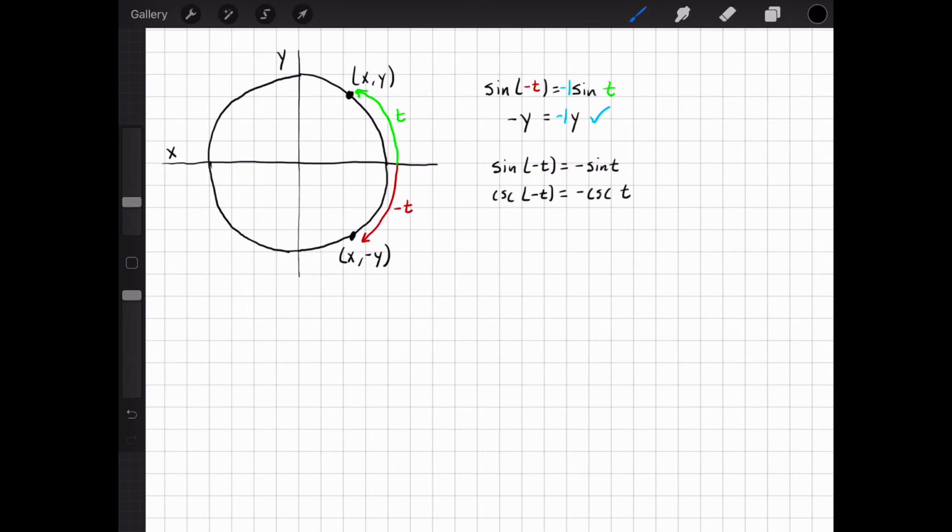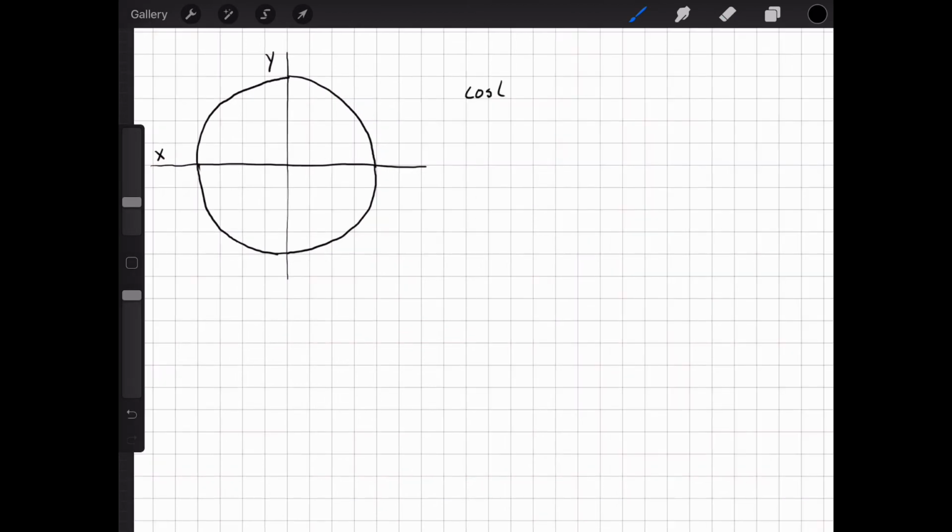Cosecant follows suit, as it's the reciprocal of sine. Next, let's look at cosine of negative t and cosine of t in a similar way. By graphing both angles, we get the same points, but we are talking about cosine, so we will need to look at the x values, which in this case are the same. Therefore, cosine of negative t is equal to cosine of t, with secant following suit as it's the reciprocal of cosine.